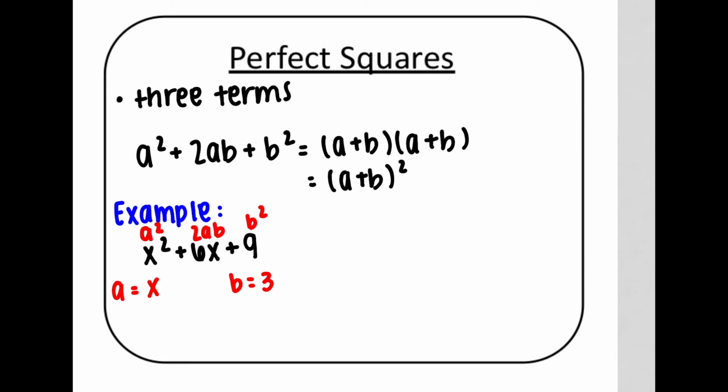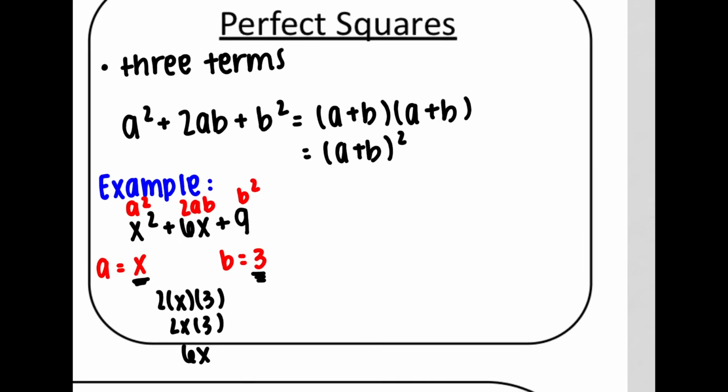Now that middle part is 2ab. So 2 times a times b. So we're going to check that right now. So 2 times a, which I just found out was x, times b, which I found out was 3. I then have 2x times 3, and finally 6x. It does check out with that middle term. I got 6x here, 6x there. I know now that I can use perfect squares to factor this.